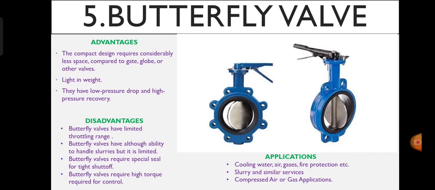Disadvantages: butterfly valves have a limited throttling range. Butterfly valves have the ability to handle slurries, but it is limited. Butterfly valves require a special seal for tight shutoff. Butterfly valves also require high torque for control.